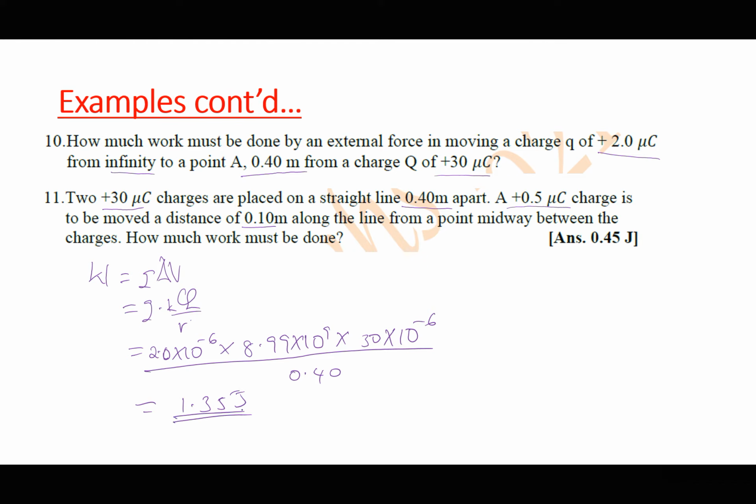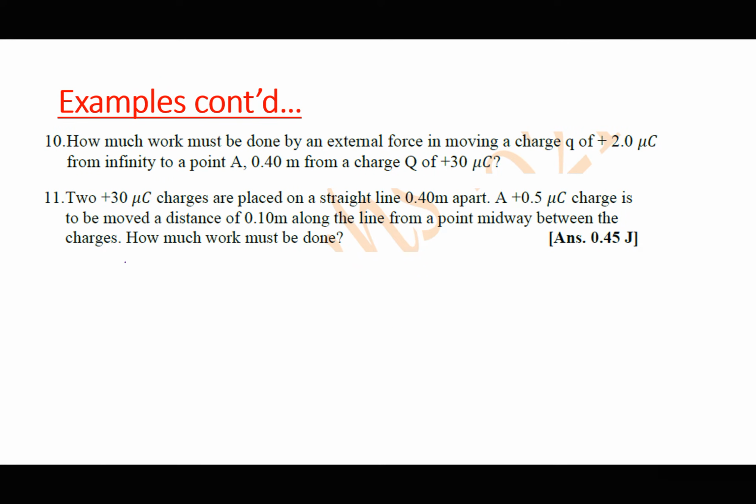Okay, since I don't have enough space, I'll erase this and use the same space. Maybe to understand this, I'll slightly sketch it. Let's say this is where we have positive 30 microcoulombs, and we have another positive 30 microcoulomb charge on that side. Then this is the midpoint, and this was 0.4 meters, so this is 0.2 meters. This is also 0.2 meters.